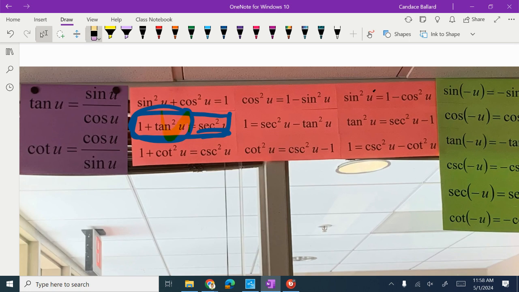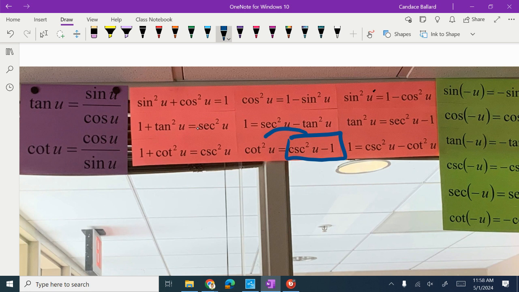Okay, so we're looking for 1 minus cosecant squared. Let's see if you can find it on there. I'm looking. I don't see 1 minus. Oh, no, sorry, it's cosecant squared minus 1. Cosecant squared minus 1 is right there.